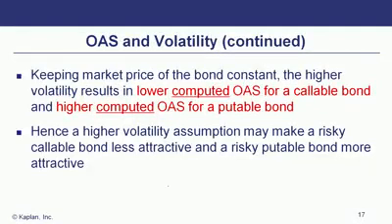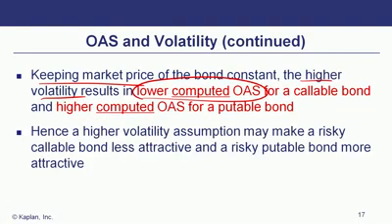The point is that we're thinking about these metrics, and volatility is an input to the model. So if you want to keep the market price constant, which we're assuming here, the market knows everything. It knows what the right value of the bond is. Okay, then a higher volatility assumption results in a lower computed OAS for callable bonds and a higher computed OAS for puttable bonds. So if you have a higher volatility assumption, it may make a risky callable bond less attractive, and make a risky puttable bond more attractive.